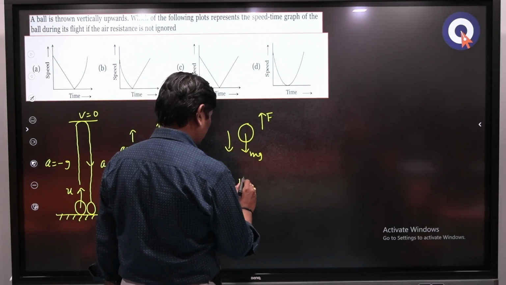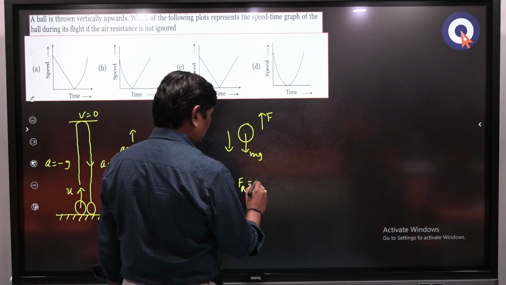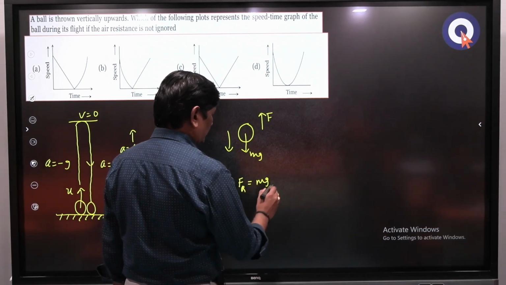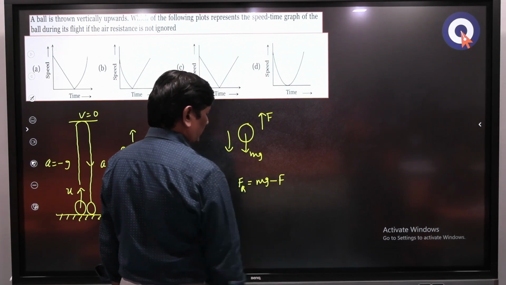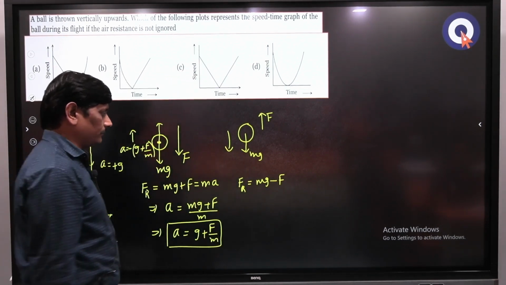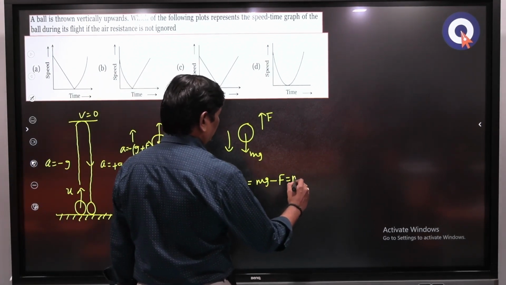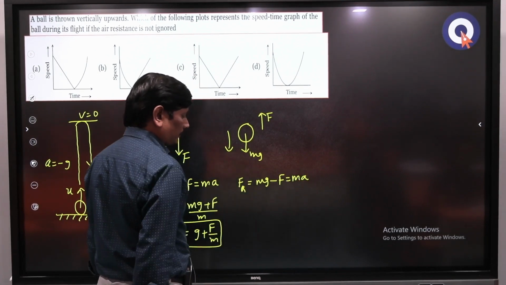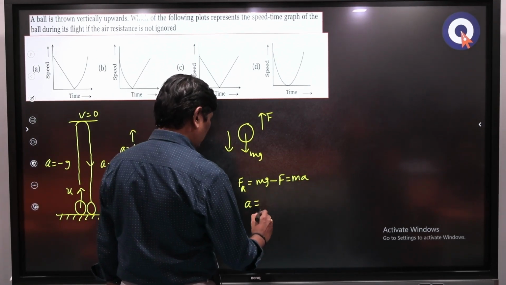When you write the resultant force, mg is in the downward direction, F is in the upward direction. So mg minus F. mg minus F is equal to ma. Okay. So a is equal to what will you get?